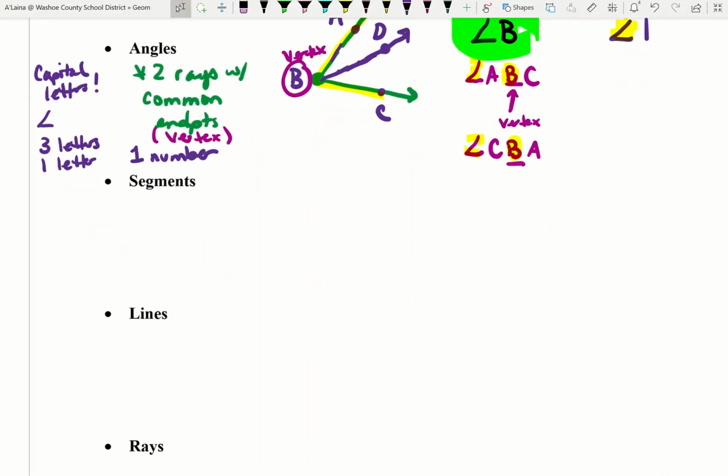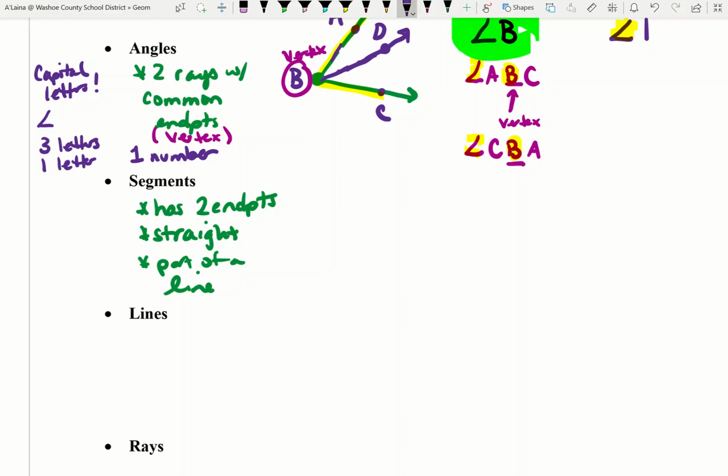A segment is a portion of a line and it has 2 endpoints. So it has 2 endpoints, which means it starts and ends there, and it's straight and it's part of a line. So if I draw a segment, it can be angled and turned around in all sorts of different ways. We can have a whole bunch of different letters on this segment.